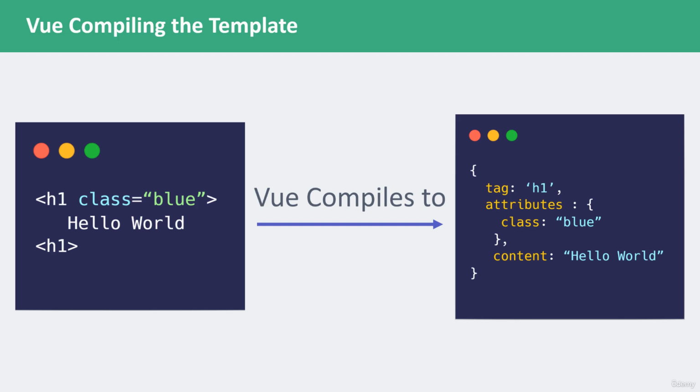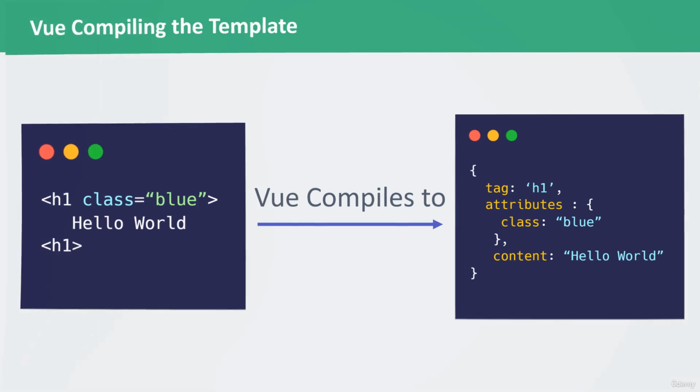Here is a basic example. On the left, we have an h1 tag with some content inside of it. On the right is what it gets compiled to. It gets compiled into an object. The object will contain the tag name, attributes, and content inside the element.